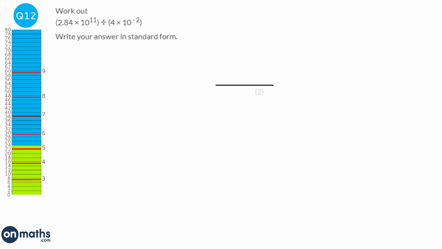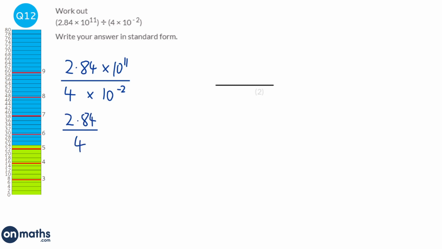So we can write this as a fraction. So it would be 2.84 times 10 to the power of 11 over 4 times 10 to the power of minus 2. What we can do is split this up into two fractions. So 2.84 over 4 times 10 to the power of 11 over 10 to the power of 2, or minus 2.